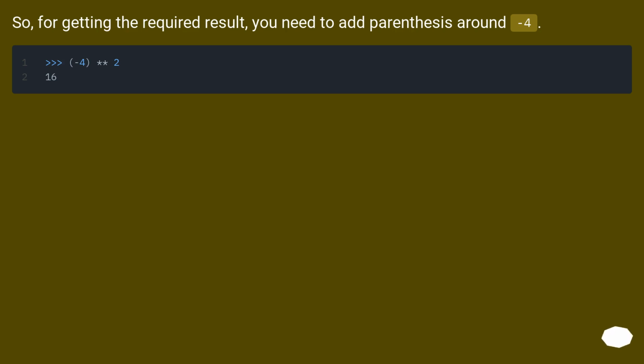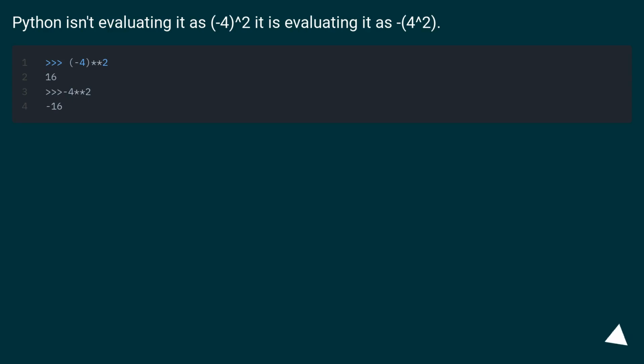So, for getting the required result, you need to add parentheses around -4. Python isn't evaluating it as (-4)**2, it is evaluating it as -(4 squared).